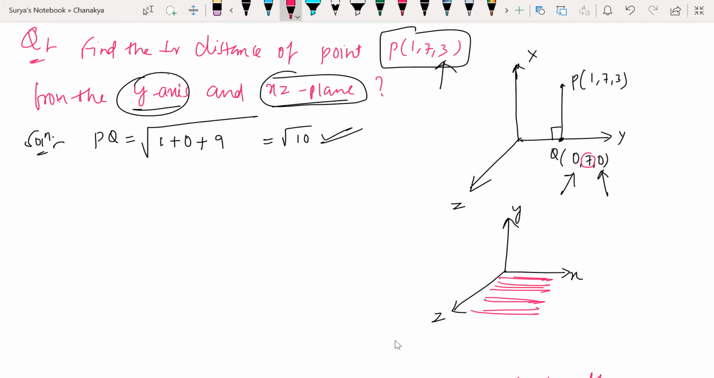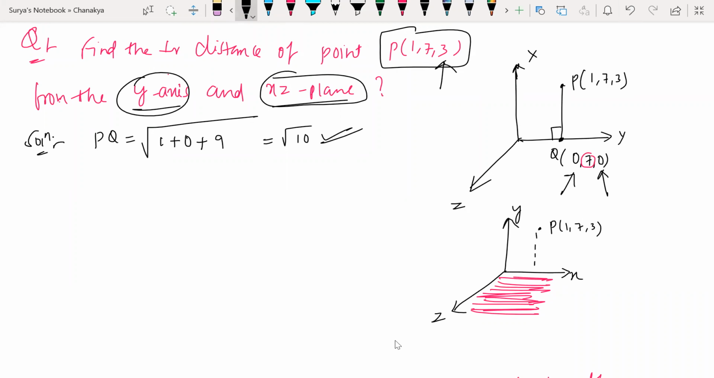Are you able to understand? Yes, sir, I can. He's talking about the xz plane, not the xy plane, not the yz plane. Only the xz plane. Now try to imagine here properly. Somewhere we have a point P (1, 7, 3). So we have to find the perpendicular distance, and somewhere my Q point is here.